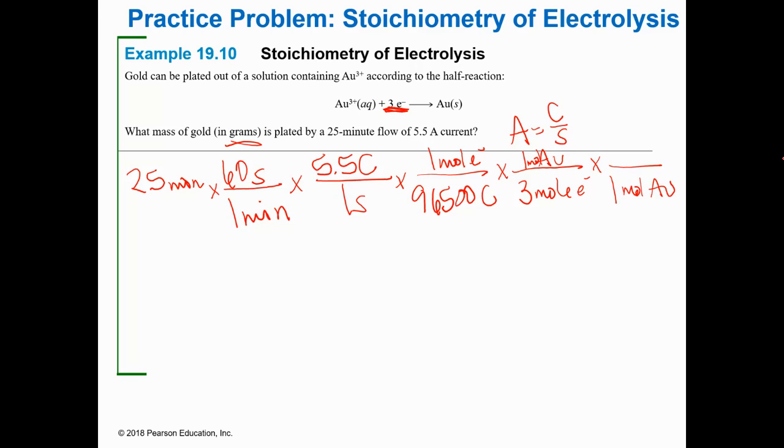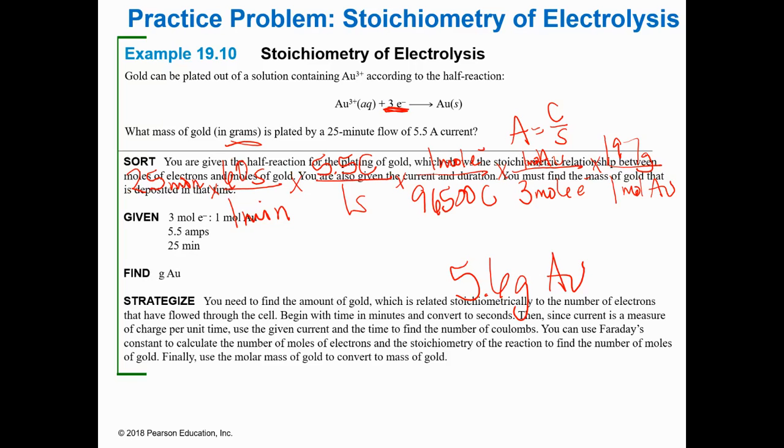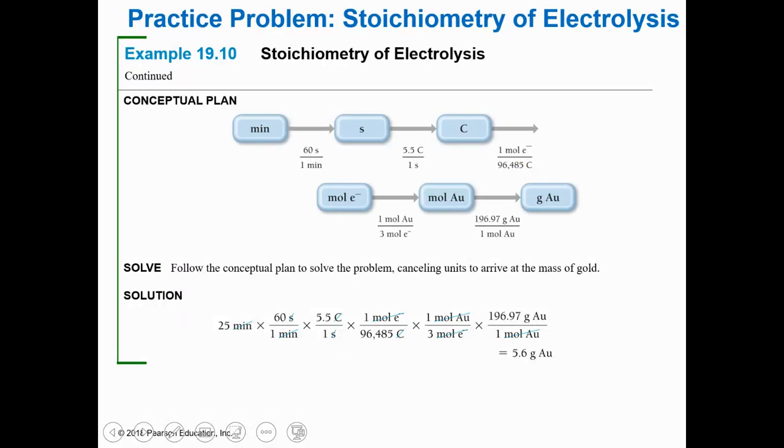Gold's mass is 197. It's just not one that we use often. Grams. Okay, so just remember from stoichiometry, multiply across the top, divide by the bottom. I get 5.6 grams of gold, which is actually a whole lot of gold. Now, we did run it for 25 minutes, but still that's a good amount of plating. 5.6.